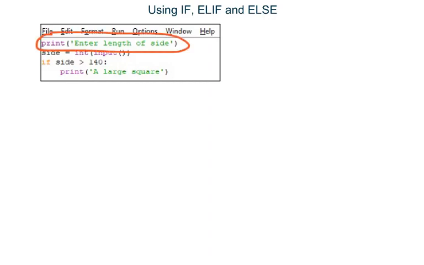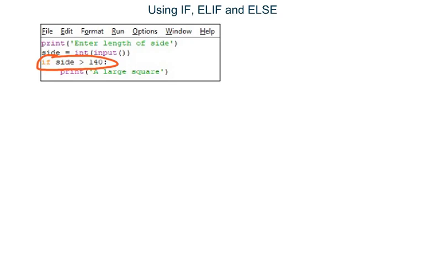Line 1 of this program outputs the string "enter length of side". In line 2, the user enters an integer which is stored in a variable named side. Line 3 starts with if. This is where selection takes place in our program. The > symbol means greater than. So the program is checking if what is in variable side is greater than the value 140.